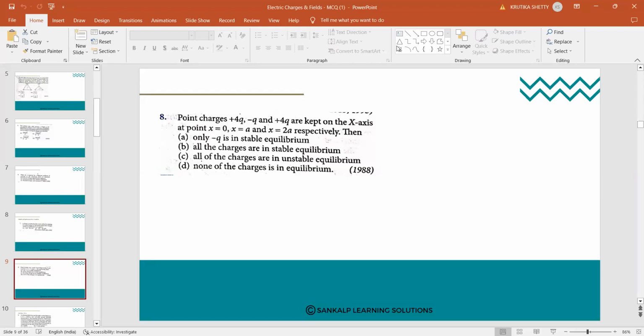So you have the 3 charges which are lying on the x-axis at the points. So it is a graphical question. So you can imagine the graph here. This is x equal to 0. This is a. Suppose this is 2a. At 0 you have plus 4q. At a you have minus q. And at 2a you have plus 4q.